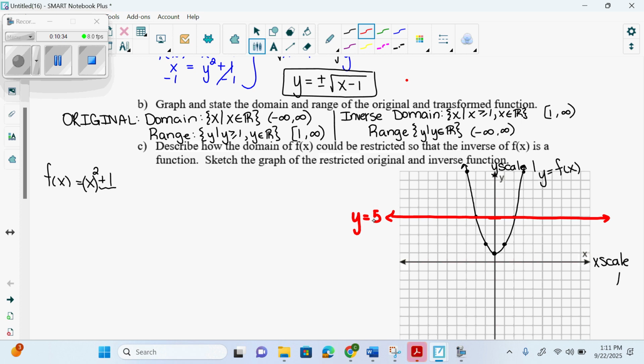So if I take that, this is on the original. If I take, everyone pay attention to me because I'll lose you. If I take that horizontal line of y equals 5 on the original, that is what line on the inverse?